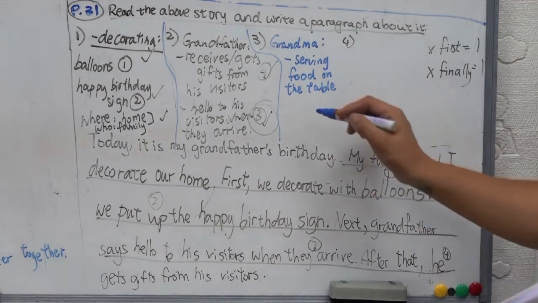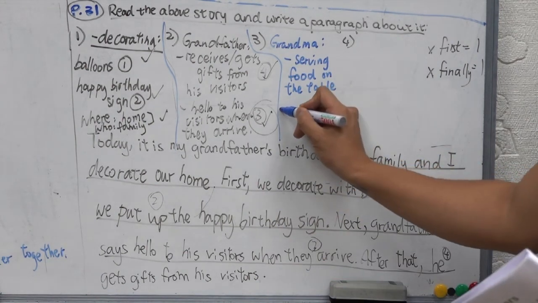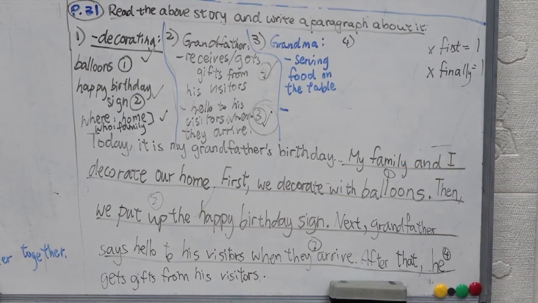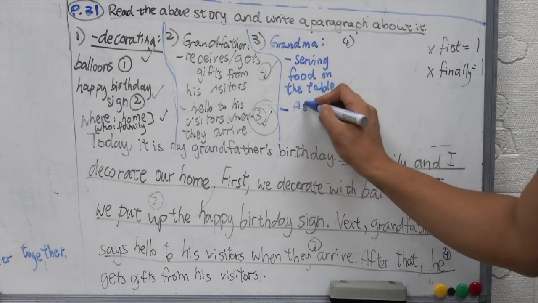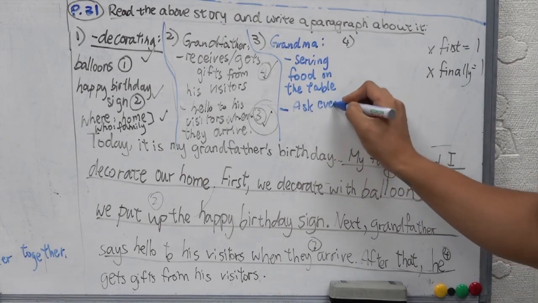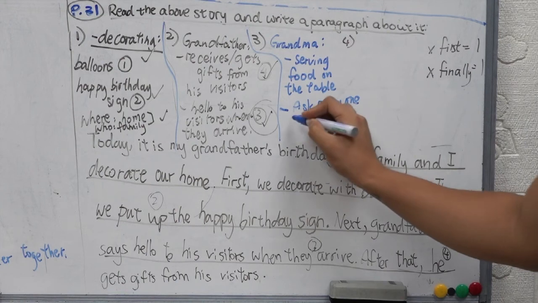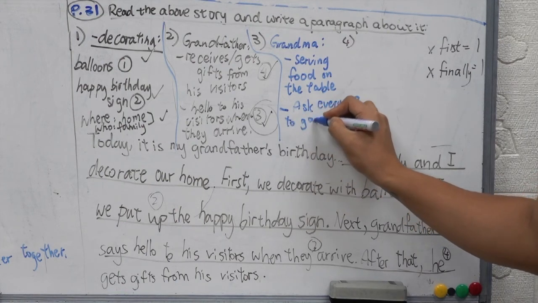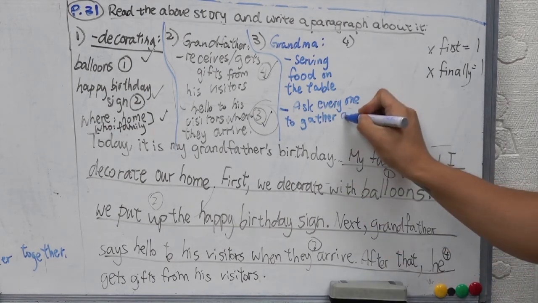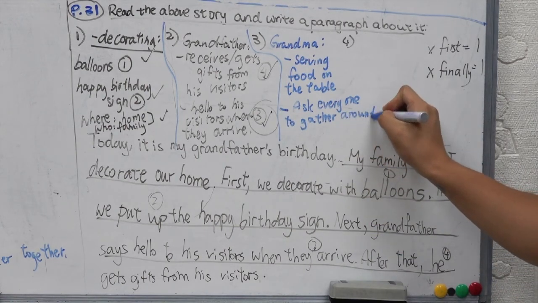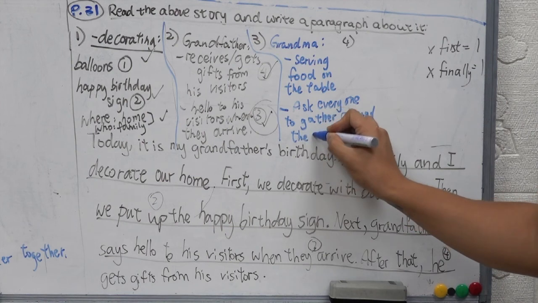So when grandma serves the food on the table, what will she do afterwards? She will ask everybody, right? So she will ask everyone to gather. Gather means come together, right? Around the table.